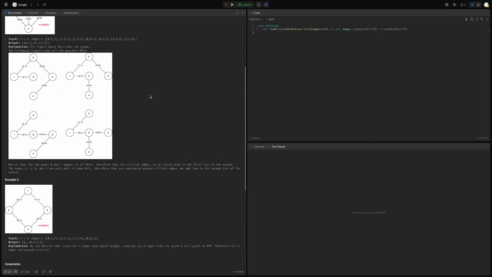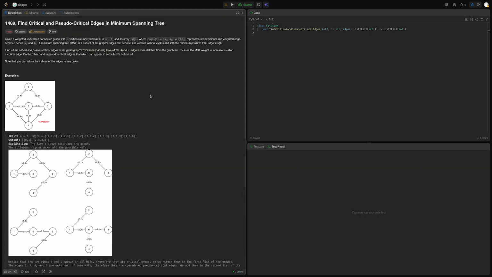So we try, if we remove that, we can try. Like these critical edges are easy. Pseudo-critical. Okay, I mean, it's not that terrible. Oh my god, okay, this is disgusting.